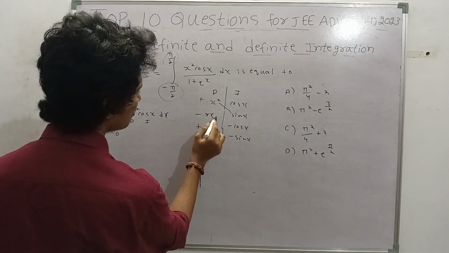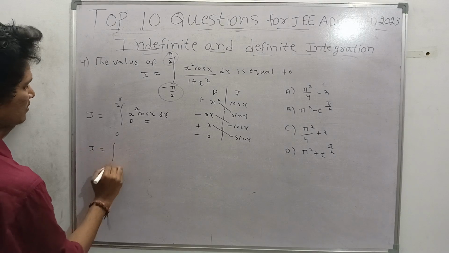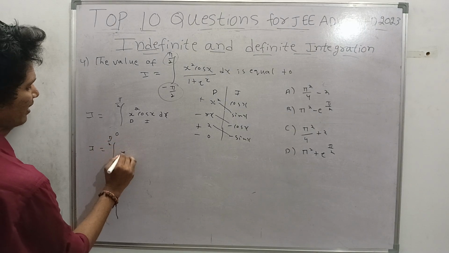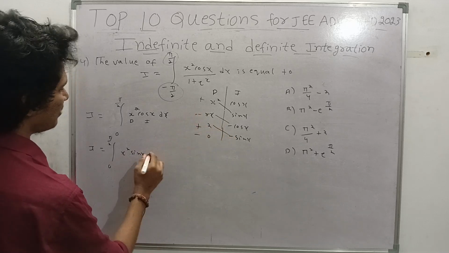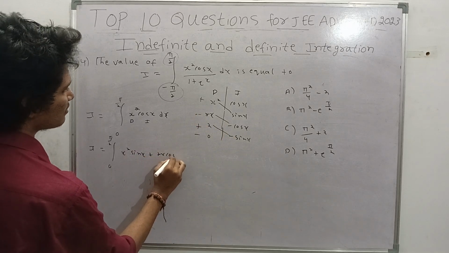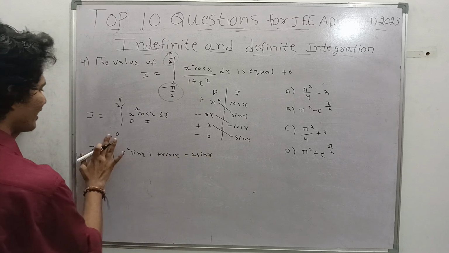cross multiply this. So I equal to the integral from 0 to pi by 2, x square sin x, minus into minus, plus 2x cos x, minus 2 sin x. This is the thing, and the integration is completed.